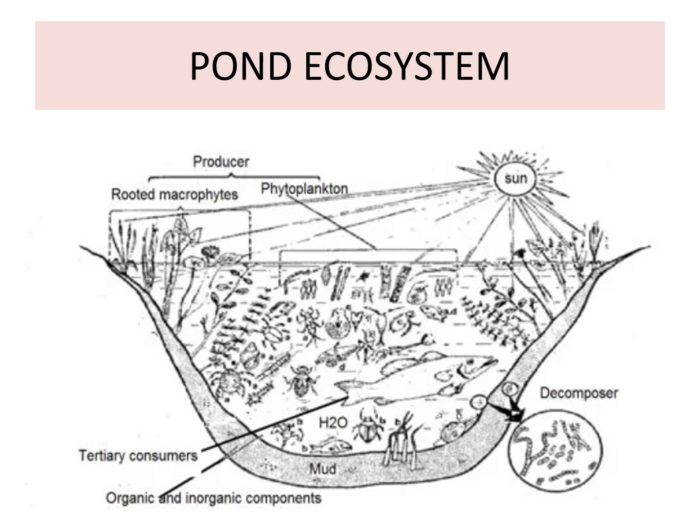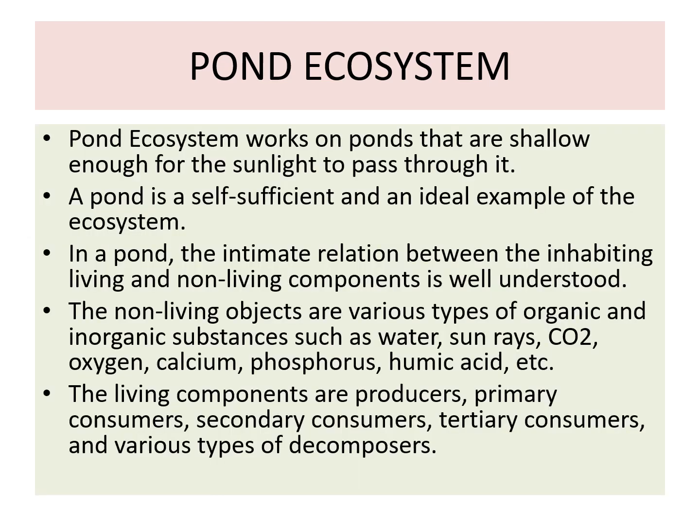So this is the figure which depicts that in the case of pond ecosystem, we have the producers in the form of phytoplanktons and the rooted macrophytes. Then we have the small insects, the larvae, the fishes as consumers, and a large number of decomposers. Now coming to the pond ecosystem. It works on ponds that are shallow enough for sunlight to pass through. A pond is a self-sufficient and ideal example of an ecosystem.